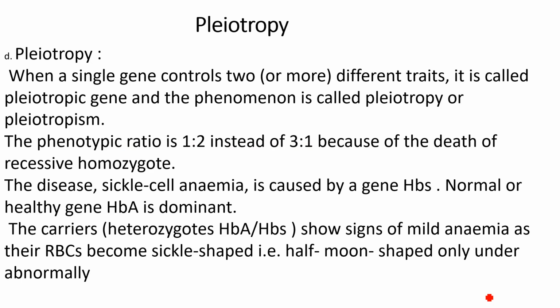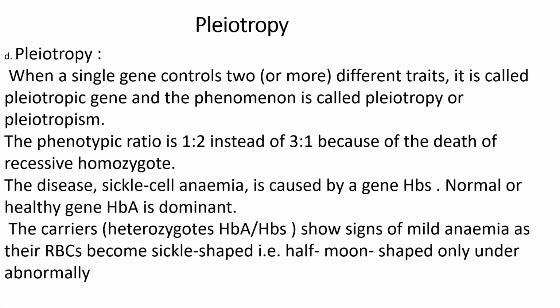Next we are taking the example of pleiotropy. What does pleiotropy mean? Pleiotropy is when a single gene controls two or more different traits. When a single gene controls two or more different character traits, it is called a pleiotropic gene, and this phenomenon is termed the pleiotropic phenomenon, or pleiotropism.